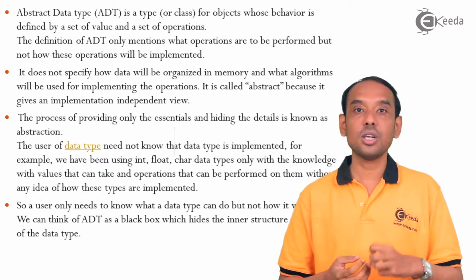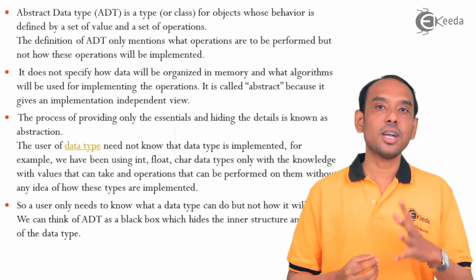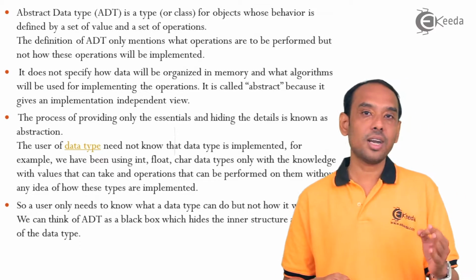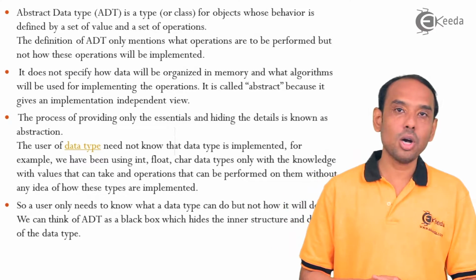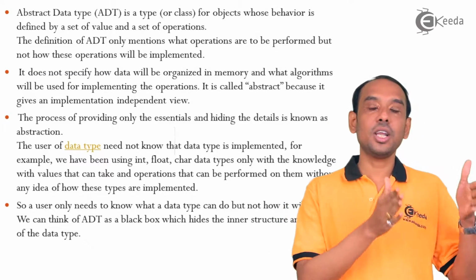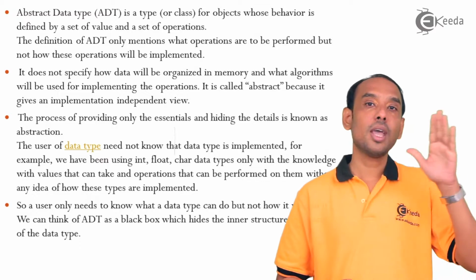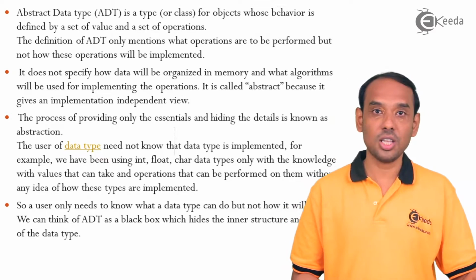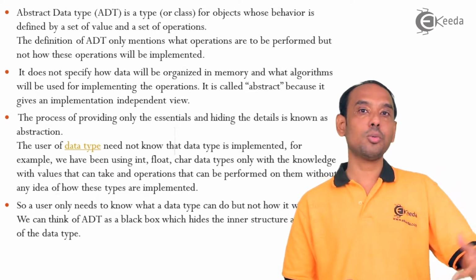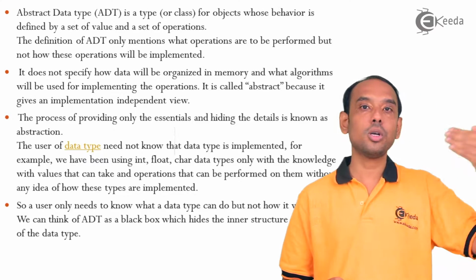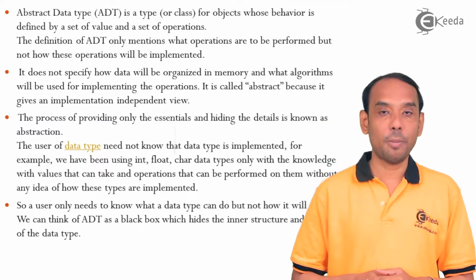So abstraction is very useful. Abstract data type is what? Abstract data type is called abstract because it is an implementation independent view. We don't know the implementations of the logic. We just know how we are going to provide the values and how we are going to perform the set of operations.